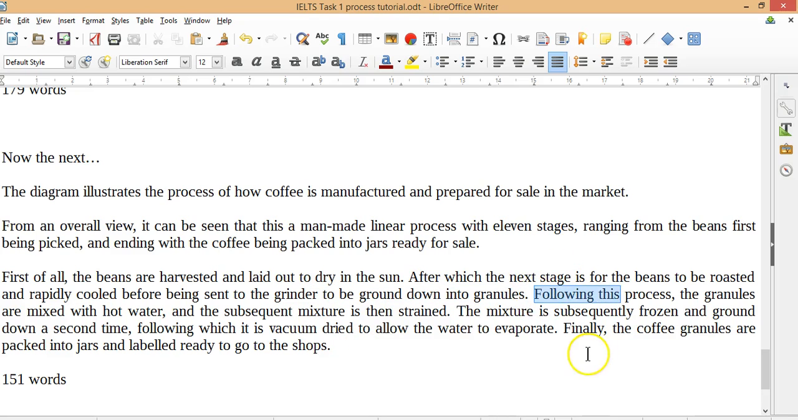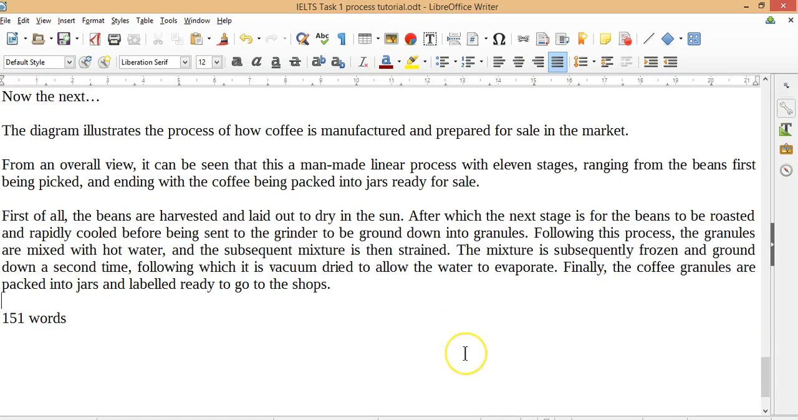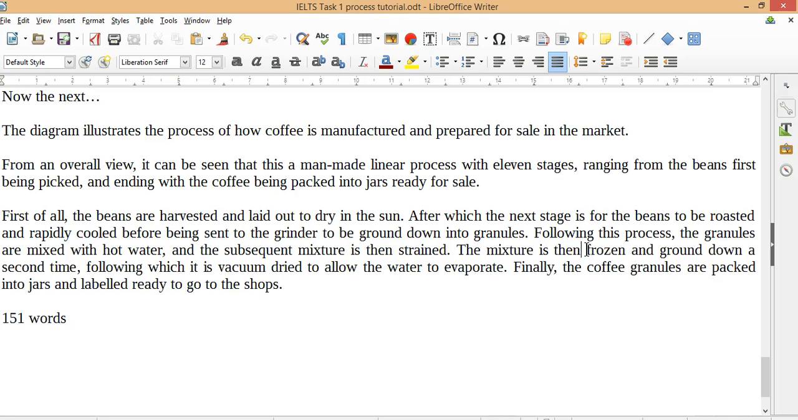Following this, the granules are mixed with hot water and the subsequent mixture is then strained. The mixture is subsequently frozen. Subsequently, I'll change that. Then frozen and ground down a second time, following which it is vacuum dried to allow the water to evaporate. And finally, the coffee granules are packed into jars and labeled, ready to go to the shops.